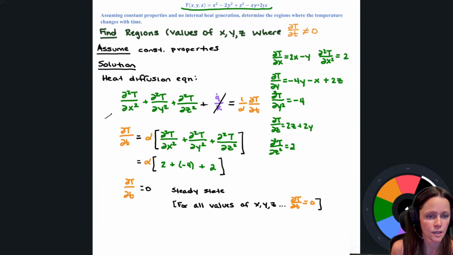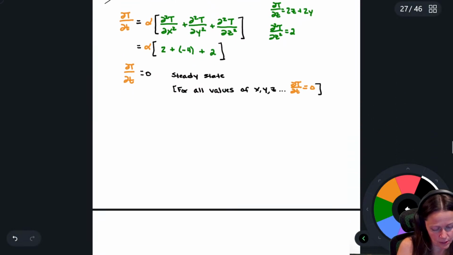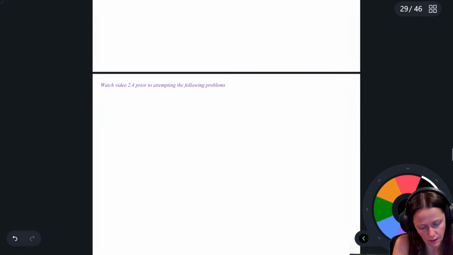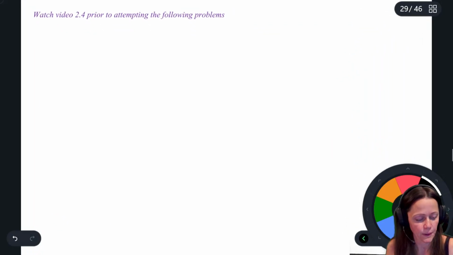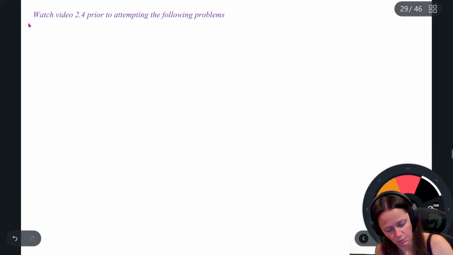So let's start talking about boundary conditions. Going back to thinking about actually applying and using that heat diffusion equation to derive the temperature distribution within a medium. So let's do that now. This is on video 2.4 if you want to see it a little bit more.